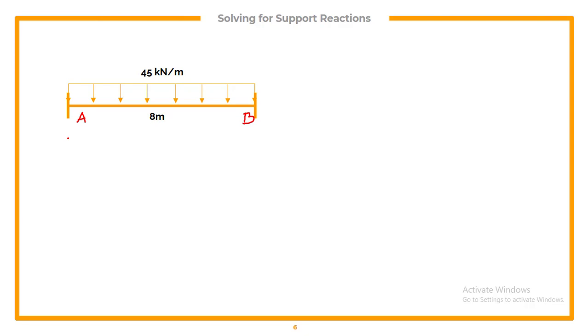Therefore, the reactions are a vertical reaction, a horizontal reaction, and a moment. Same goes for support B, since it is fixed, we have a vertical reaction, a horizontal reaction, and a moment. A moment is the rotation or the bending.